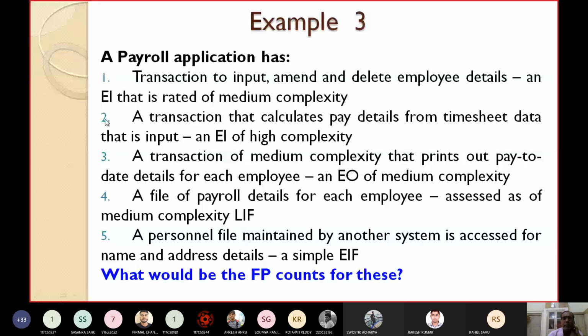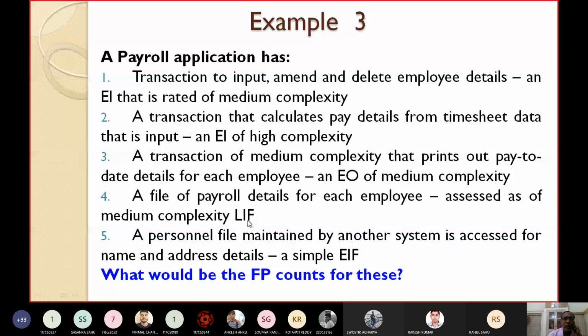A transaction of medium complexity that prints out pay to date details for each employee. So these two are obviously input. The third one is output, of medium complexity. A file of payroll details for each employee is given. File means it is a logical internal file. Its complexity is medium. And a personnel file maintained by another system is accessed for name and address details. It is maintained by another system, so this is the interface, EIF.